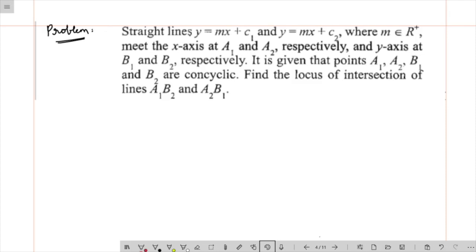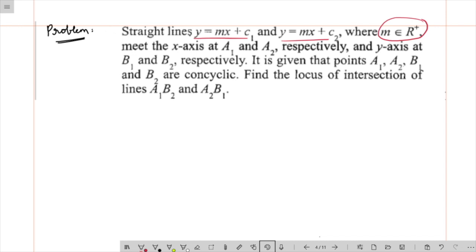Now let's see this problem. Straight lines y = mx + c1 and y = mx + c2, where m belongs to the positive real numbers R+, meet the x-axis at A1 and A2 respectively and the y-axis at B1 and B2 respectively. It is given that points A1, A2, B1 and B2 are concyclic. Then find the locus of the intersection of lines A1B2 and A2B1.